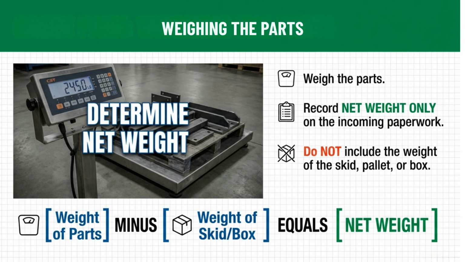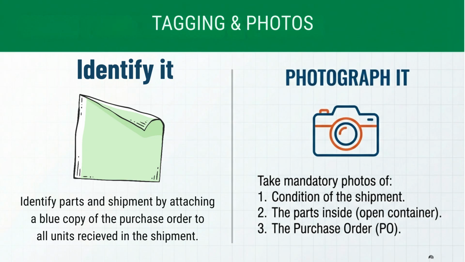When weighing parts, determine the net weight only. Record the net weight on the incoming paperwork. Do not include the weight of the skid, pallet, or box. For tagging, identify the shipment by attaching a blue copy of the purchase order to all units. Mandatory photos must be taken of the shipment condition, the parts inside an open container, and the purchase order.